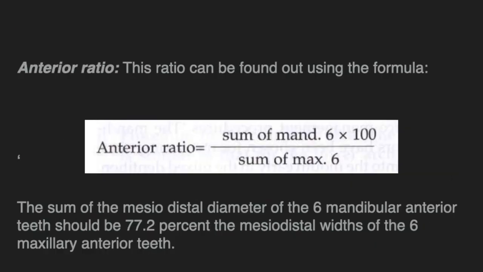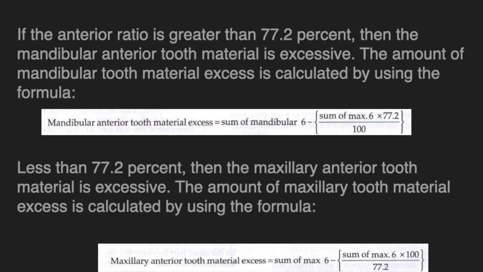Then we determine the anterior ratio. This ratio is calculated by the formula: anterior ratio is equal to sum of mandibular 6 upon sum of maxillary 6 into 100. The sum of the mesiodistal diameters of the 6 mandibular anterior teeth should be 77.2% of the mesiodistal width of the 6 maxillary anterior teeth. If the anterior teeth ratio is greater than 77.2%, then the mandibular anterior tooth material is excessive.